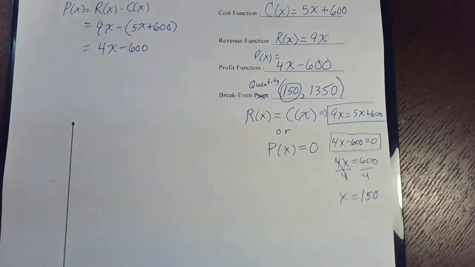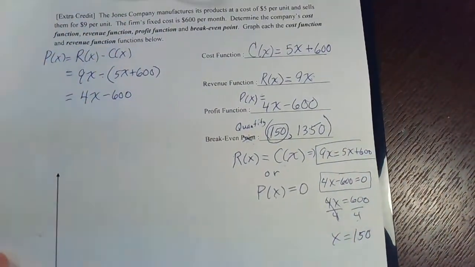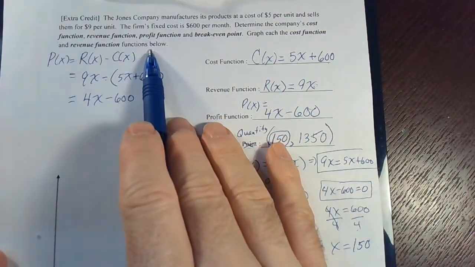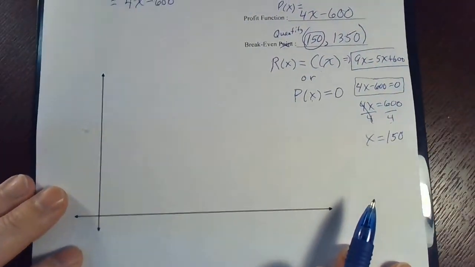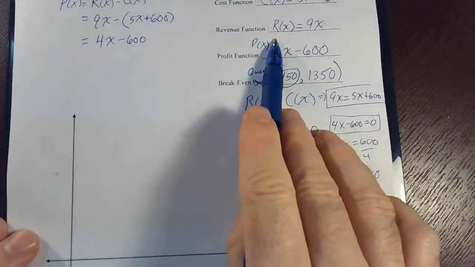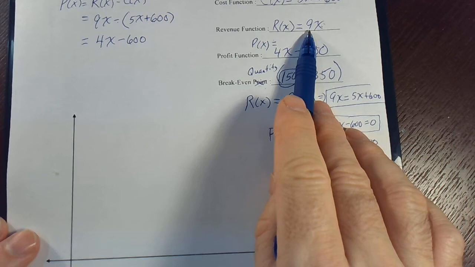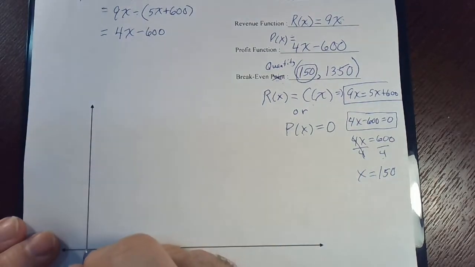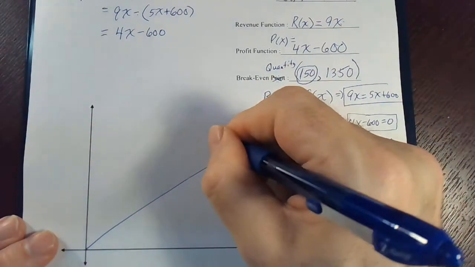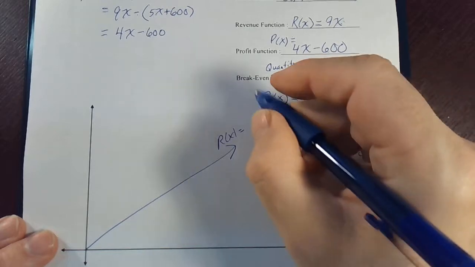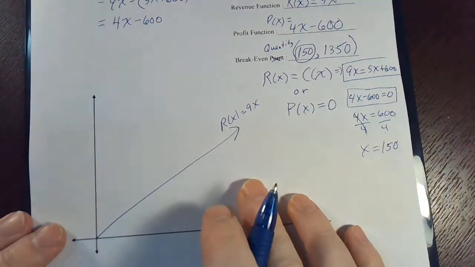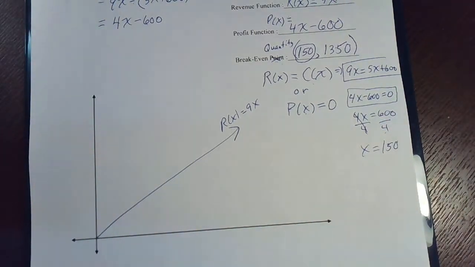All right, on this graph, I don't want to be too picky, and it's not very difficult. The cost function and revenue function. Well, the revenue function is simply R(x) equals 9x. I'm not going to make the slope equal to 9 because that would be way too steep. I'm just going to do it something like this. Let's say that's R(x) equals 9x. The slope is 9, y-intercept is 0.